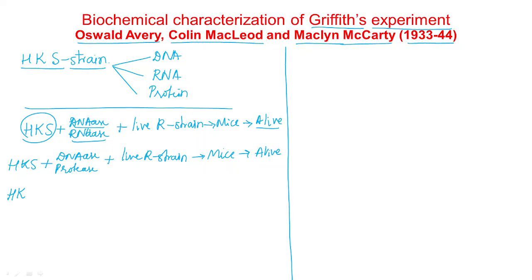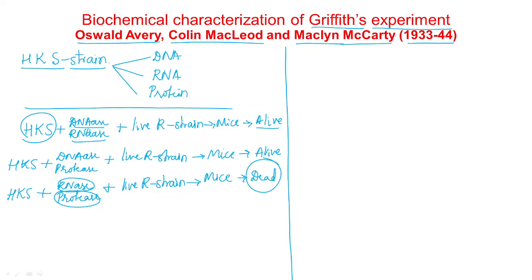Finally, they have checked it for the DNA. They have taken heat killed S strain bacteria to which they have added RNase and protease. When they have added RNase and protease to the heat killed S strain bacteria, RNA and proteins were destroyed from the heat killed S strain. Then what is left? Only the DNA is left, and that DNA was mixed with live R strain bacteria, then injected into the mice.